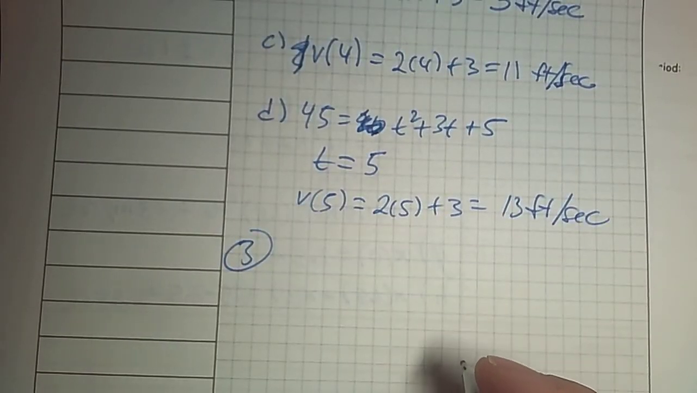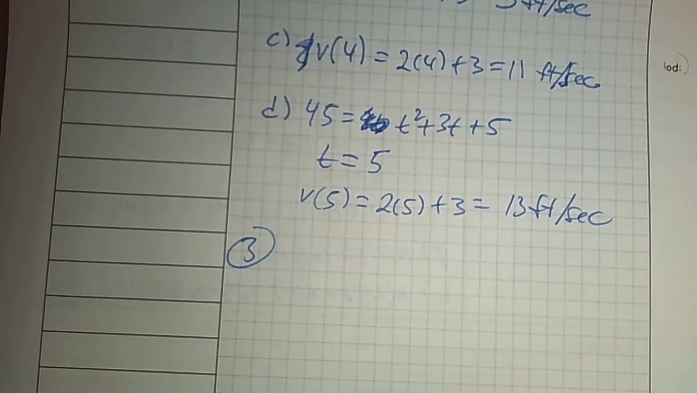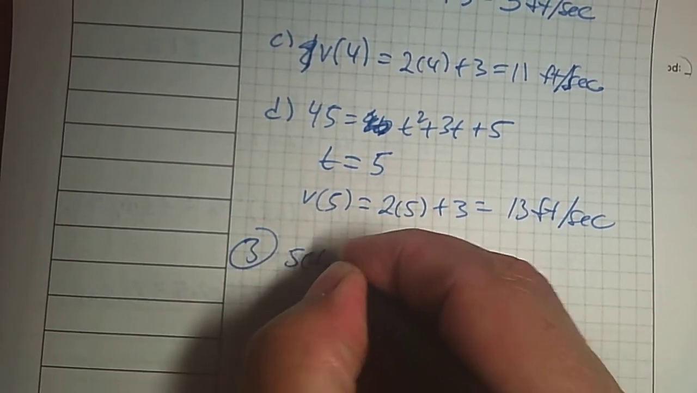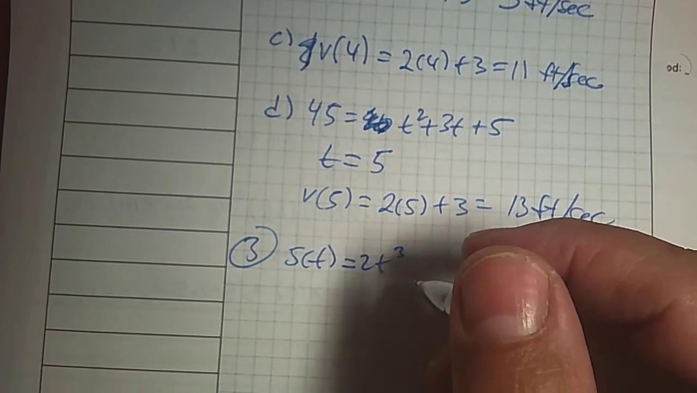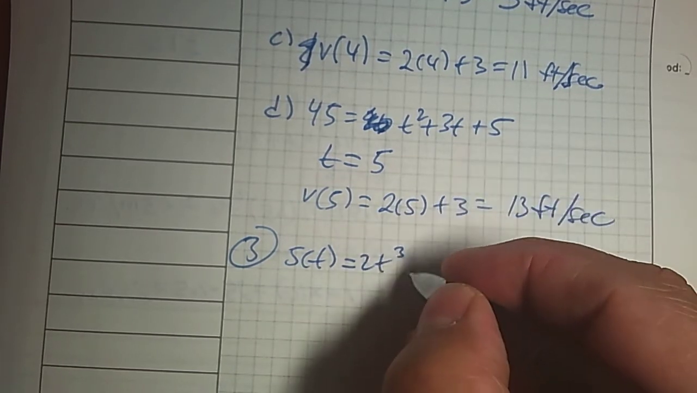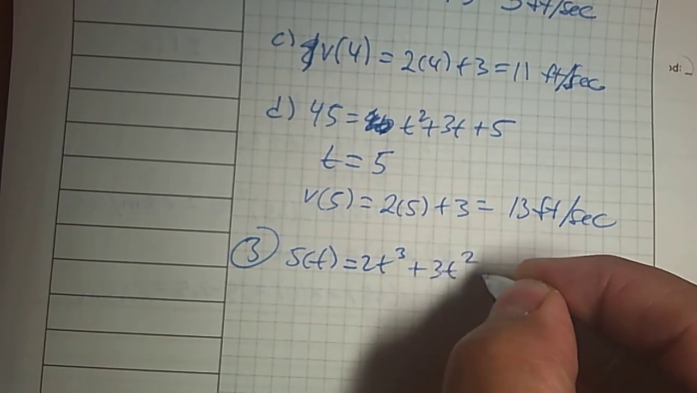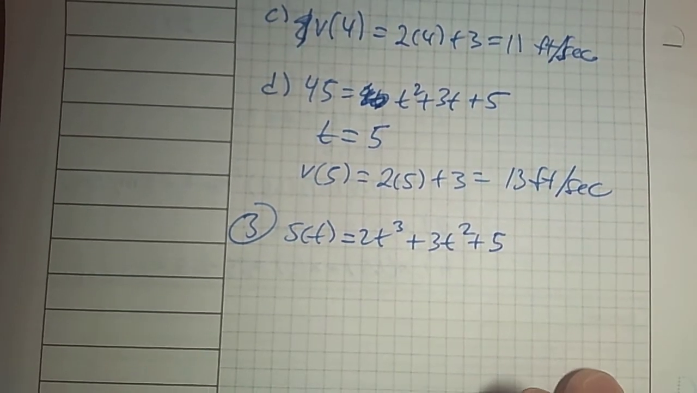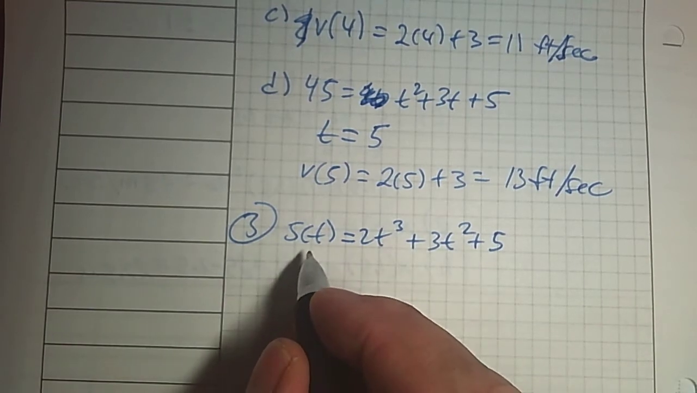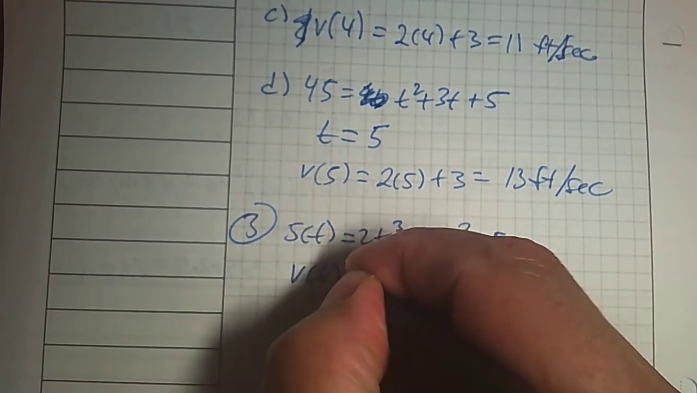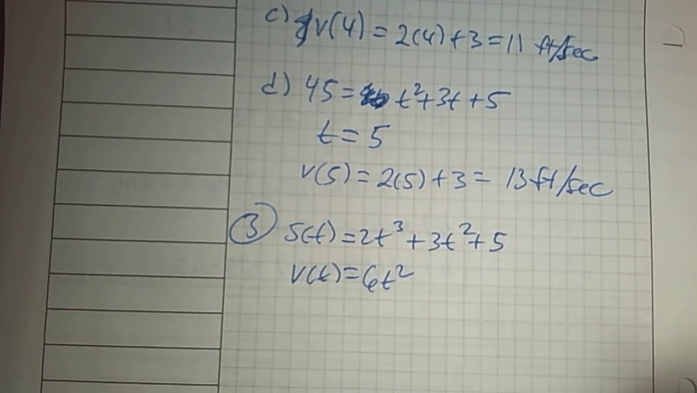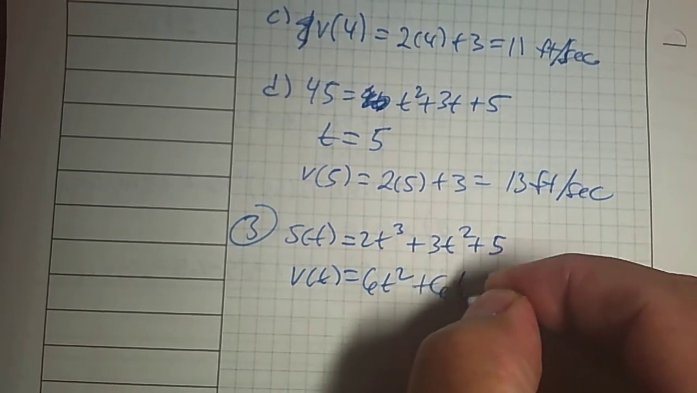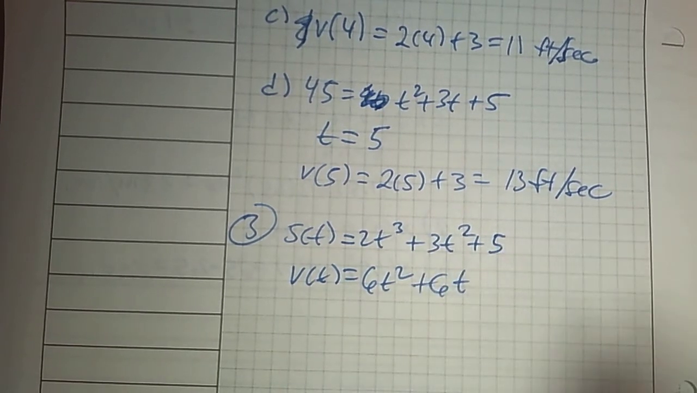In number 3, a ball rolls on an inclined plane with that position. So we have, again, a real world situation, so we're not going to have the time being negative. After that, it says find the ball's velocity at 2 seconds. So that is the position. The velocity would be the derivative of the position, 3 times 2, subtract 1 from the exponent, 2 times 3, subtract 1 from the exponent, and then 5 would be 0.